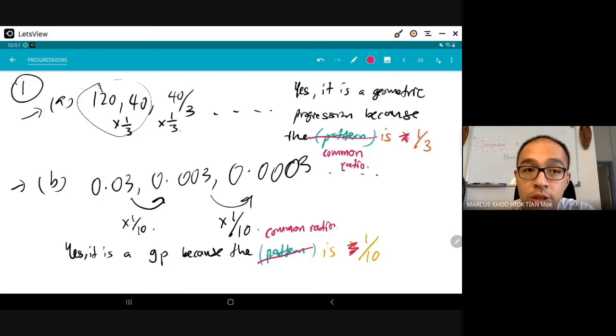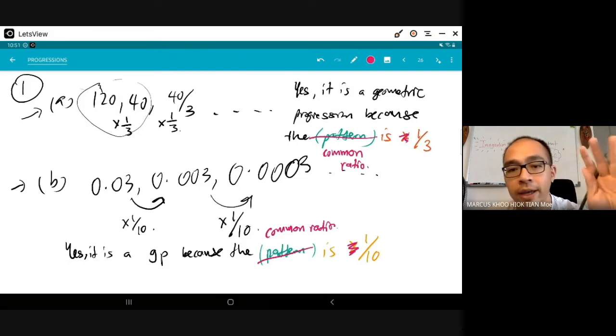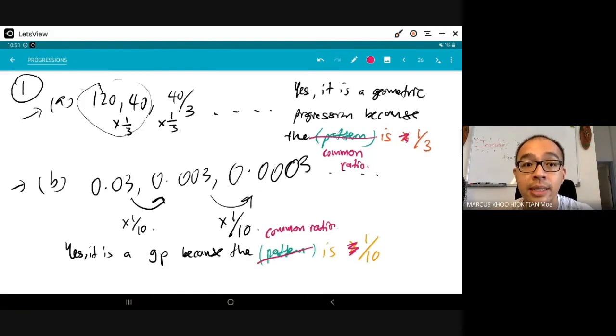So if I were to ask you this question, tell me whether it is a geometric progression or not. If it is yes, then you say yes, it is a geometric progression because the common ratio is 1 over 3. I know, in your mind, you say, oh, pattern times 1 over 3. Okay, fine. But that's in your mind. But when you answer the question, you need to use maths words. Okay, later tomorrow or another day, we will talk about this word common ratio. The common ratio is 1 over 3. No need to put the multiply already.